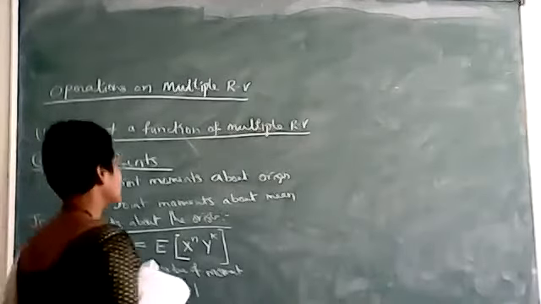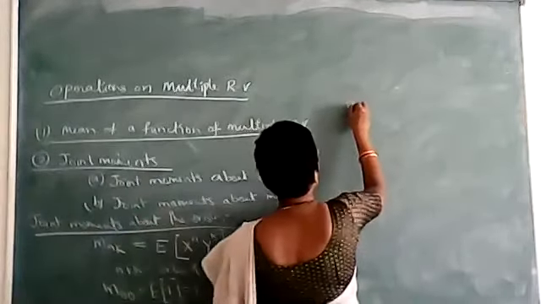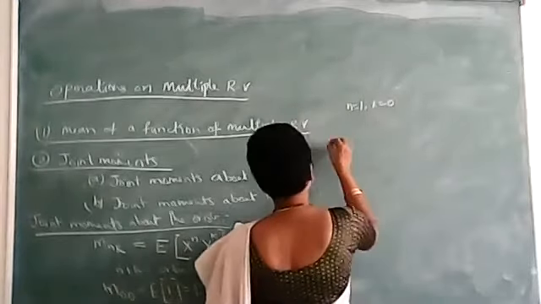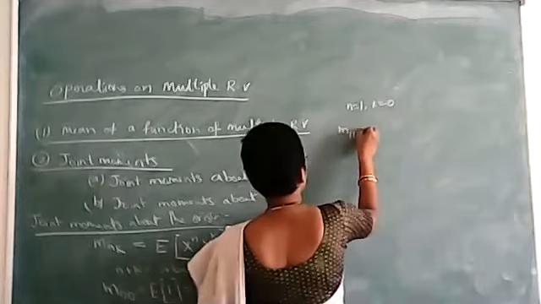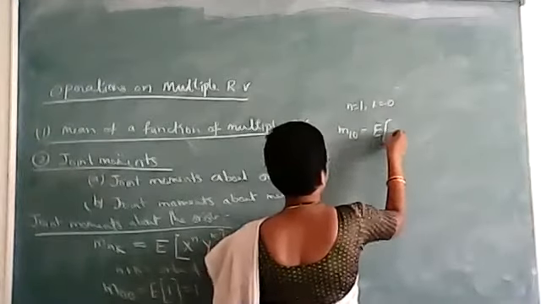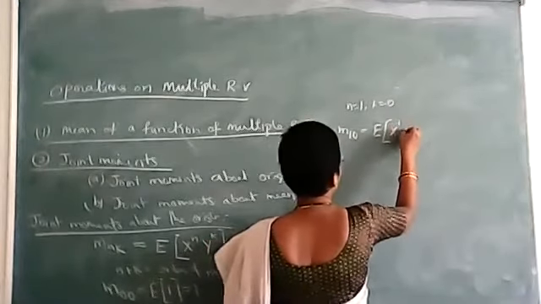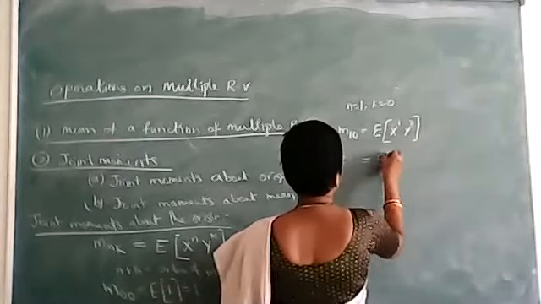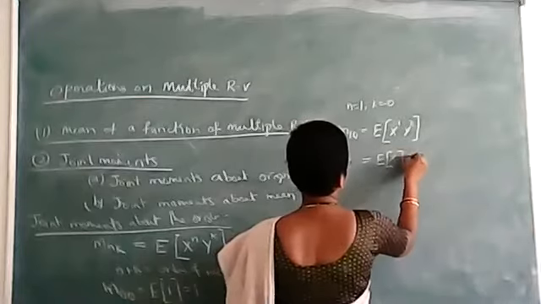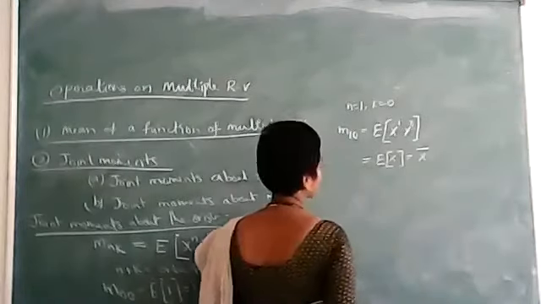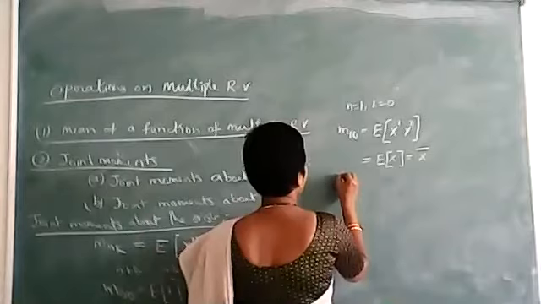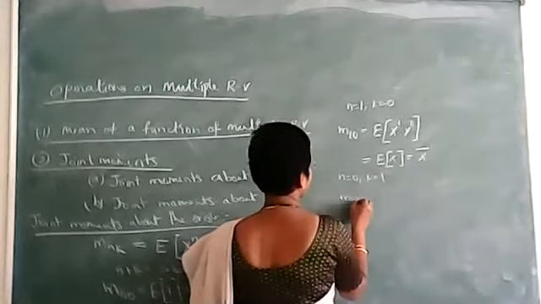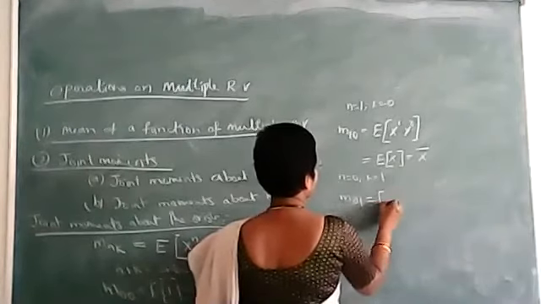Similarly, now we take n equal to 1 and k equal to 0. That is nothing but x to the power 1, y to the power 0. So what do we get? The expected value of x, which is nothing but x bar. And similarly, if n is 0 and k is equal to 1, so we will be getting m 0 1. So what do we get?